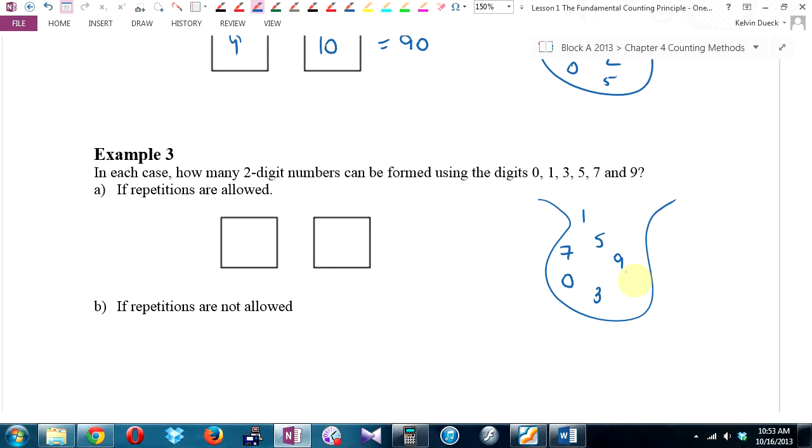So if repetitions are allowed, how many choices from this bag do I have for the first digit? Careful. Why not 6? Okay, we're not allowed to start with a 0. So I got 1, 2, 3, 4, 5 choices. Maybe you picked 7. But repetitions are allowed, so the 7 goes back in, shake it up again. How many choices do I have now? How many two-digit numbers can be formed using those digits if I'm allowed to use the same number more than once? 30.